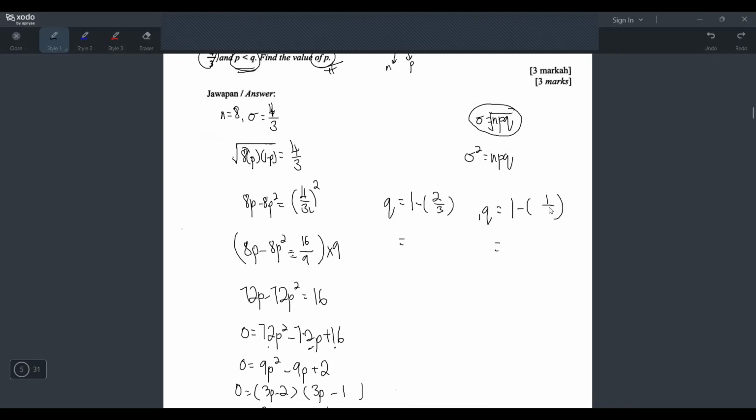So this one 2 over 3, 1 over 3. This is 1 over 3, 2 over 3. So I reject the wrong one. I should reject this one. Sorry, I see that. Careless mistake. Because they say P less than Q, right?